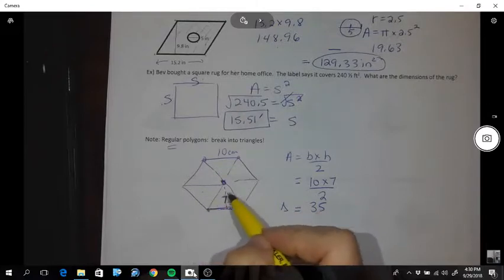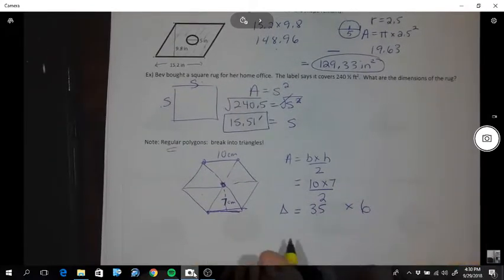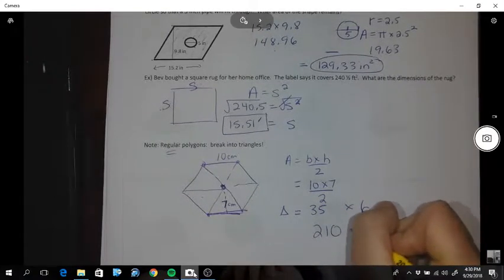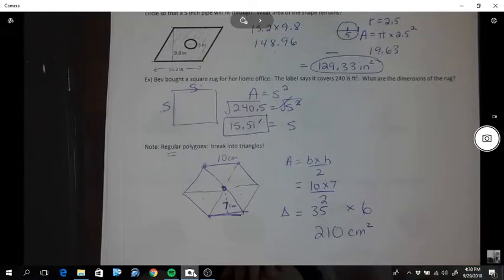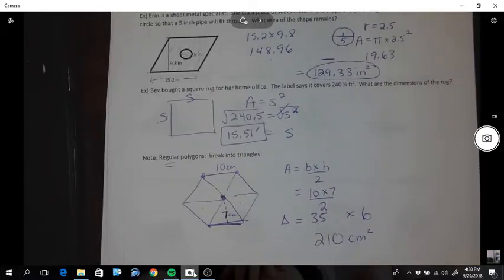So you're going to times it by 6 because there's 6 triangles inside there. And if you do that, the whole figure, the hexagon, will have an area of 210 centimeters squared. Okay, and that's 4.3, area of two-dimensional objects.